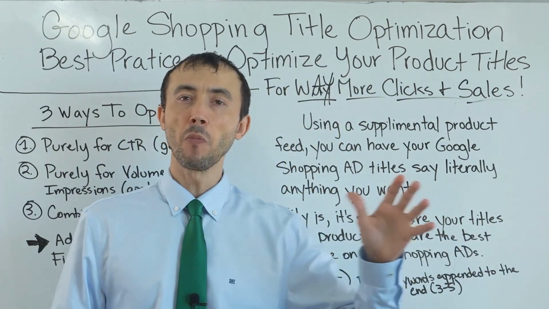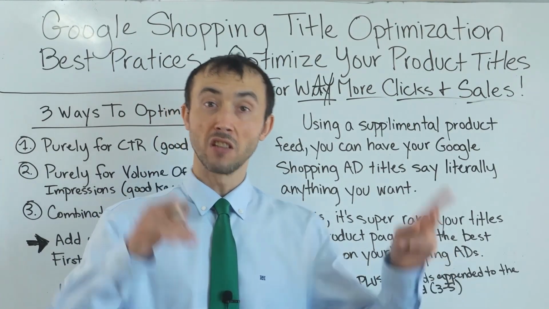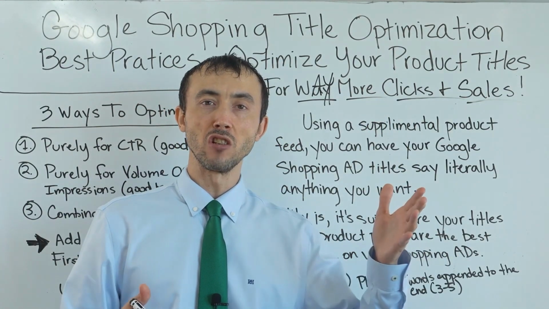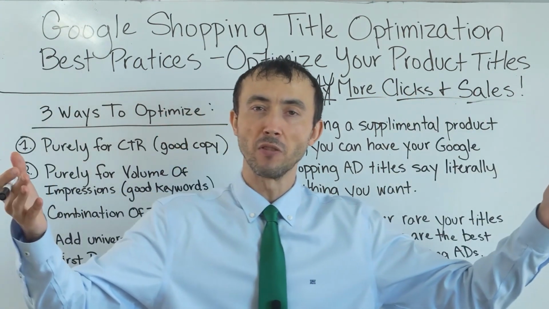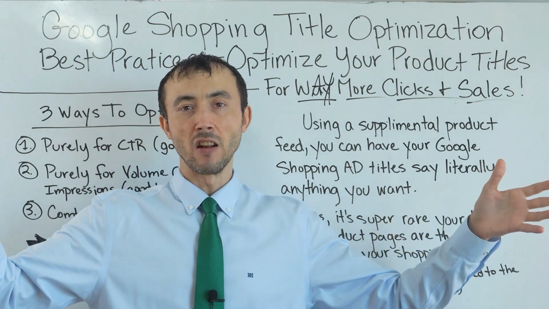But for all practical purposes, most people don't want to change their product pricing. So this is your second best option. And there's really no drawback to it, unlike changing your pricing and potentially getting lesser margins, which, if sales go up, you're offsetting that. There is no drawback to optimizing your product titles.